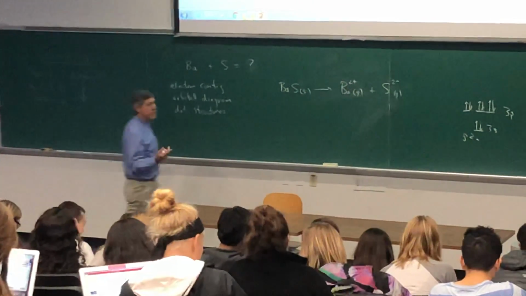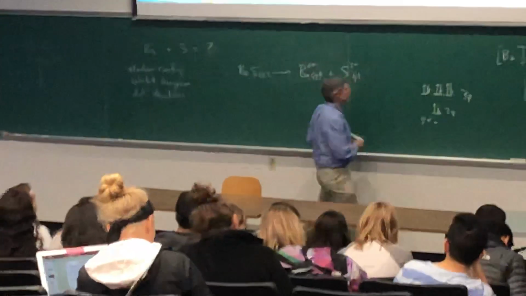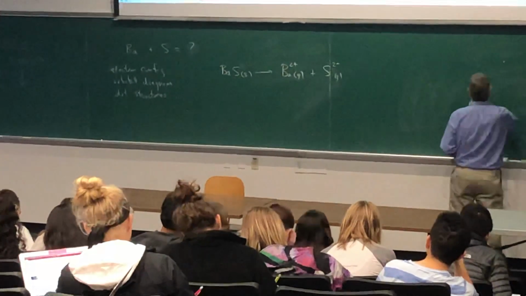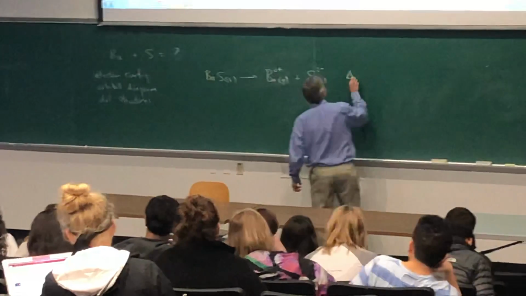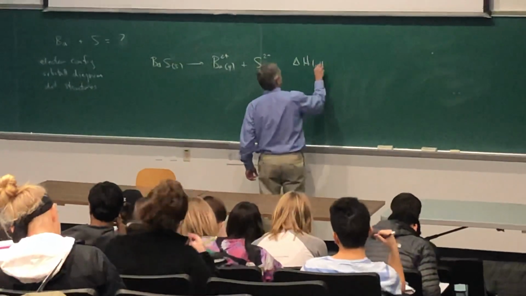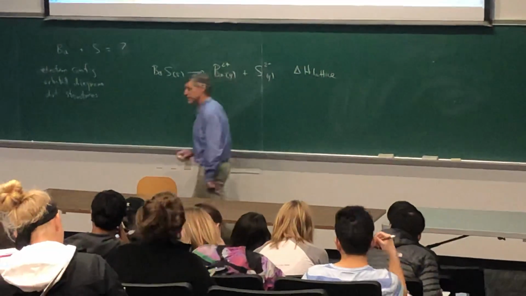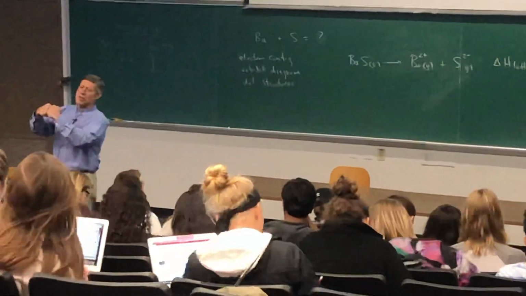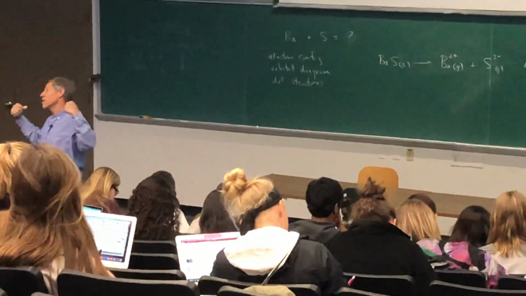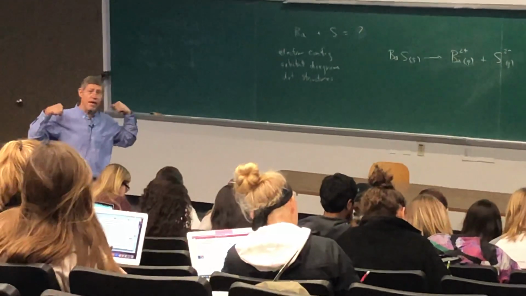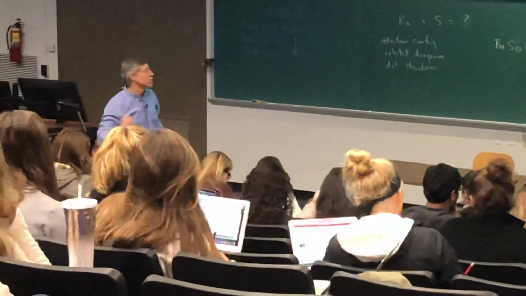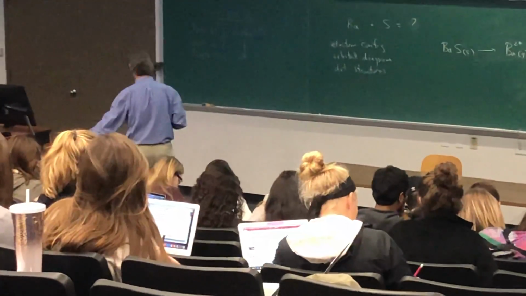And it's usually very large. Would you expect it to be positive or negative? So this is delta H lattice. What do you think? If you can take 2 things with opposite charges and pull them apart, does that require energy, or do you get energy back? It's going to require energy. It's going to require a lot of energy. Okay, lattice energies are usually pretty big.